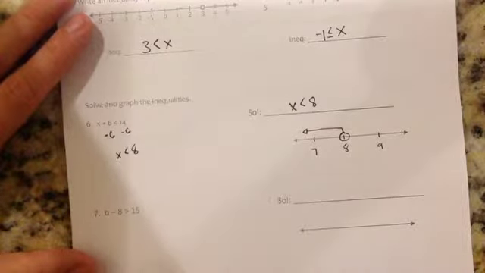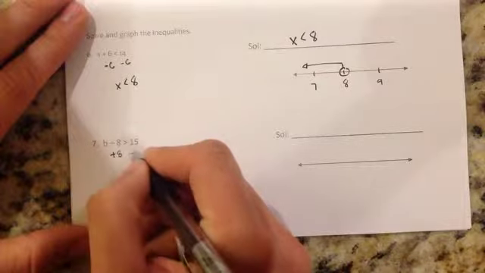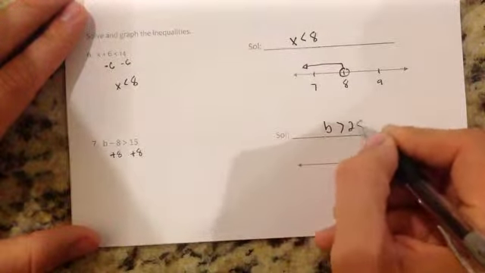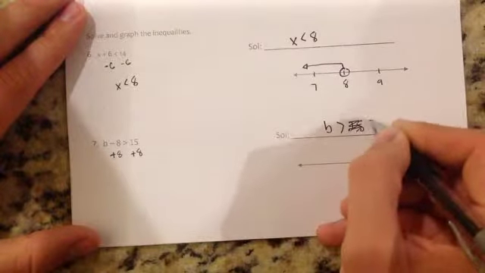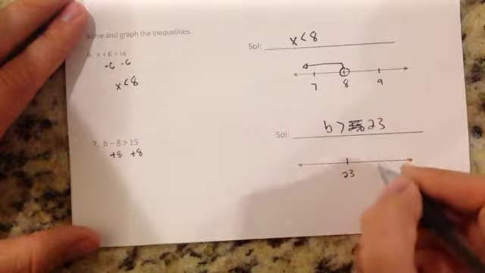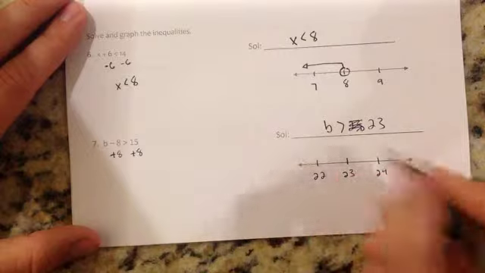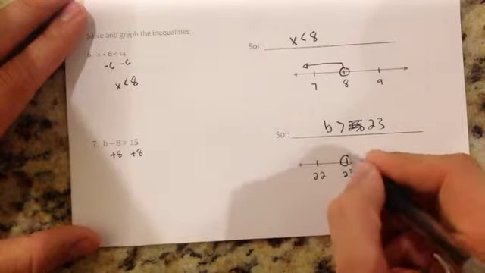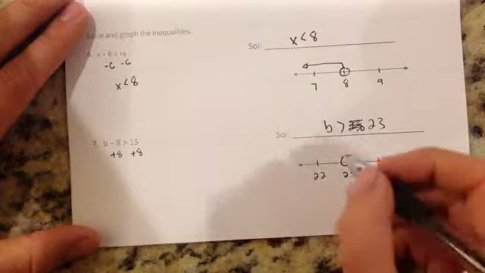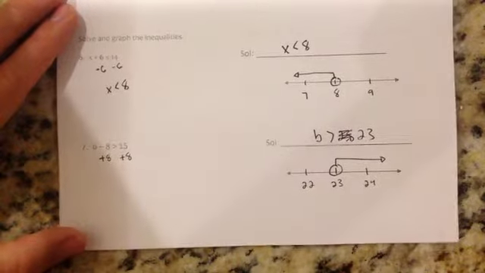My next one, b minus 8 is greater than 15, so I'm going to add 8 to both sides. I want to get my b by itself. I will have b is greater than 23. 23 is my operative number right here. One number bigger, one number smaller, just to make sure we know where everything's at. And I want b to be larger than this number. It's going to be open because we cannot be equal to 23. We have to be greater than. So we'll slide it out that way.